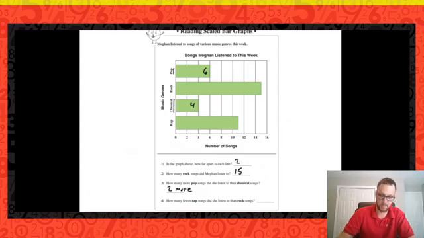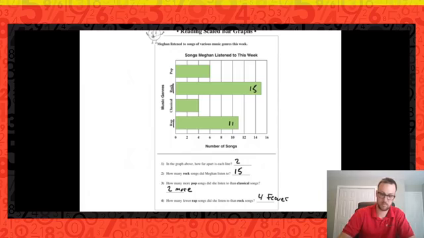Very well done. And how many fewer rap songs did she listen to than rock songs? So we've got rap and rock. Rock songs, we already know, is 15. Rap songs, between 10 and 12, is 11. So she listened to how many fewer rap songs? How much less is 11 than 15? 4 fewer. Nicely done.